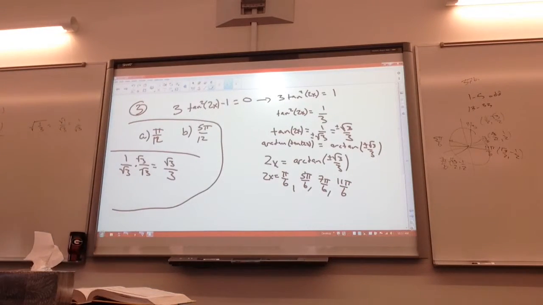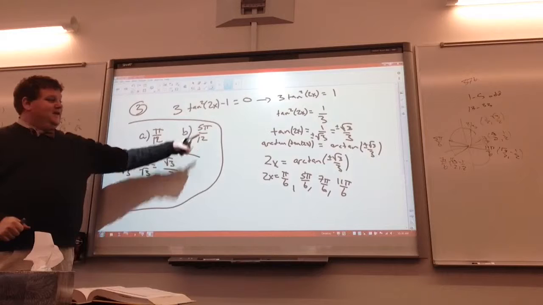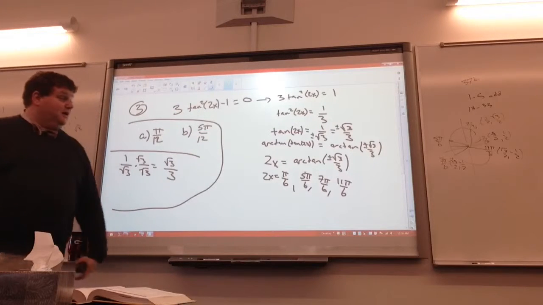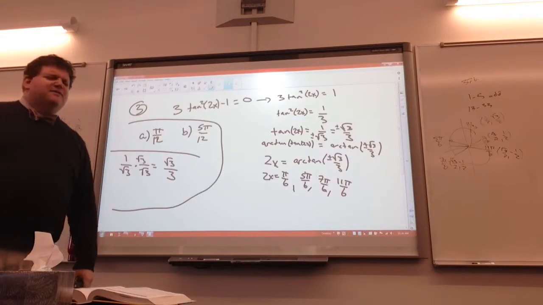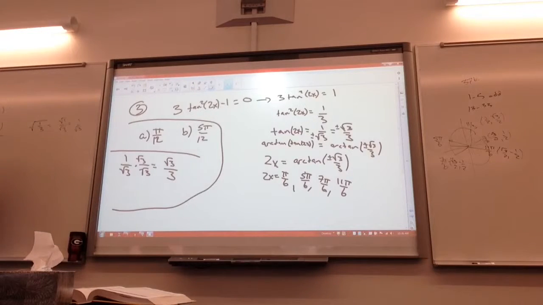So I'm going to divide each of those by 2. So what would they all be? Dividing, that means with a fraction, I'm going to do what to the denominator? Multiply it. Okay? So instead of pi over 6, it would be pi over 12. What other one? 5 pi over 12. Also, 7 pi over 12. And lastly, 11 pi over 12. All 4 of those are the answers to this.